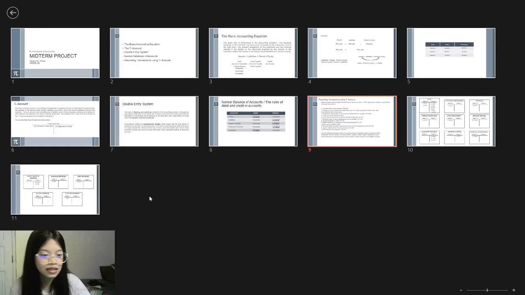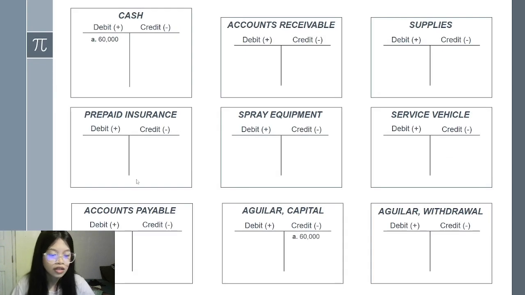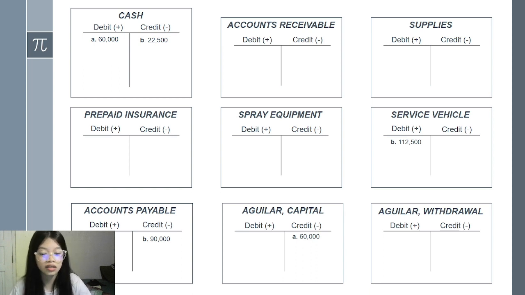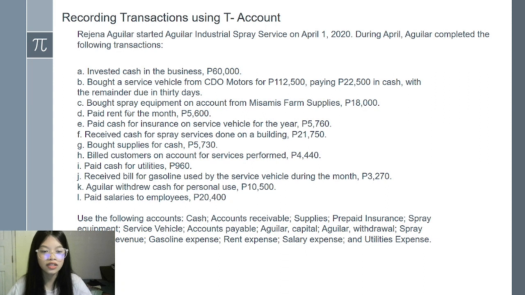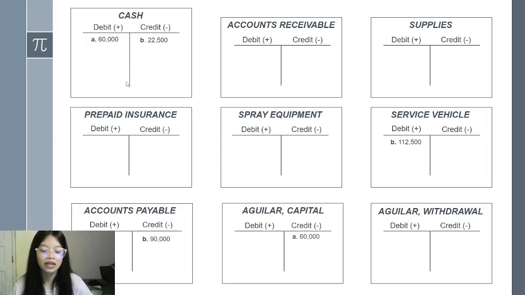So, ang entry natin is a debit to service vehicle, decrease in assets recorded by a credit to cash, and since may utang siya, so, increase in liabilities recorded by a credit to accounts payable. Kasi ang normal balance ng liabilities is increase in credit side. Third transaction is bought spray equipment on account from Misamis Farm Supplies, 18,000 pesos. So, bumili siya ng spray equipment on account. It means utang. So increase in assets recorded by a debit to spray equipment, and increase in liabilities recorded by a credit to accounts payable.